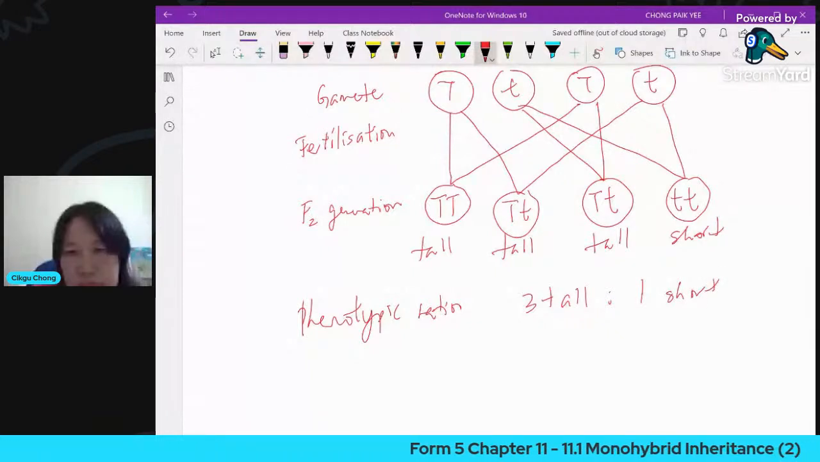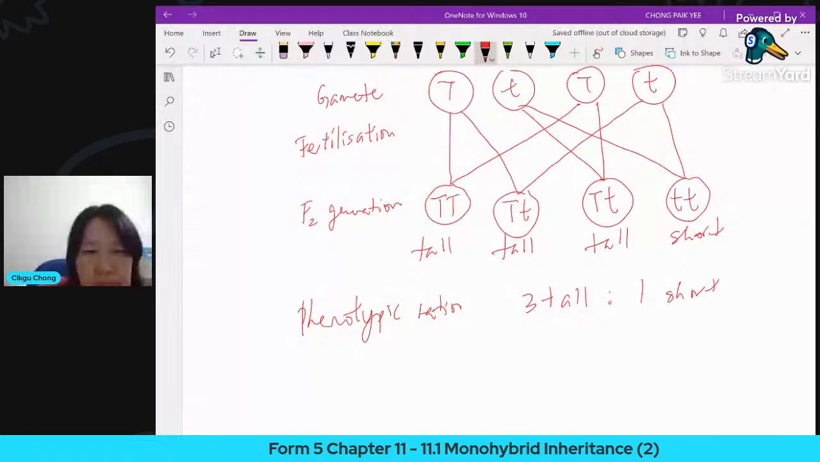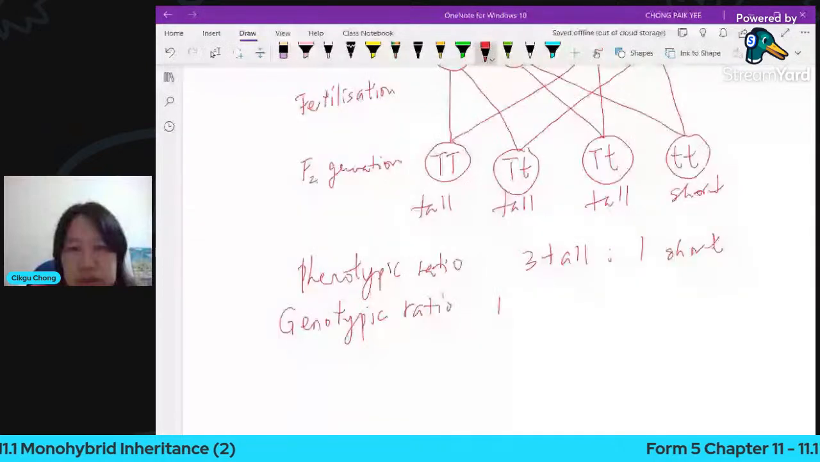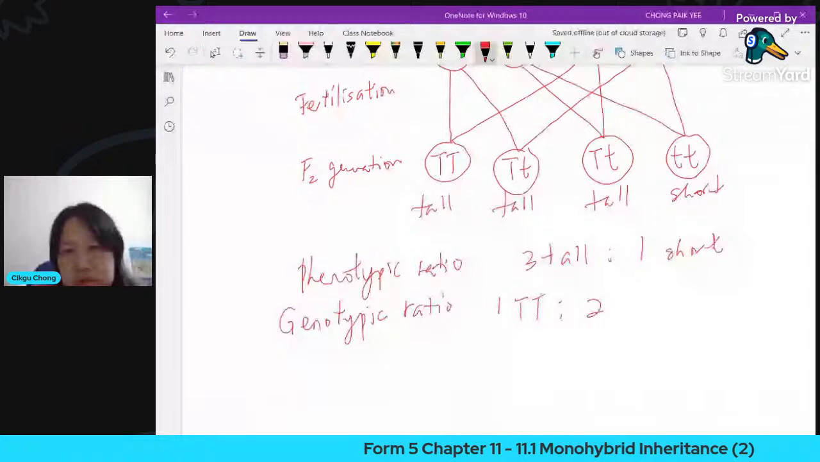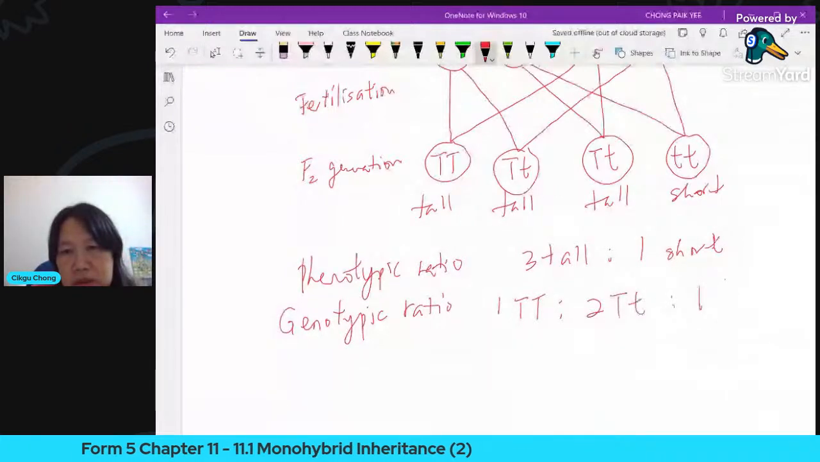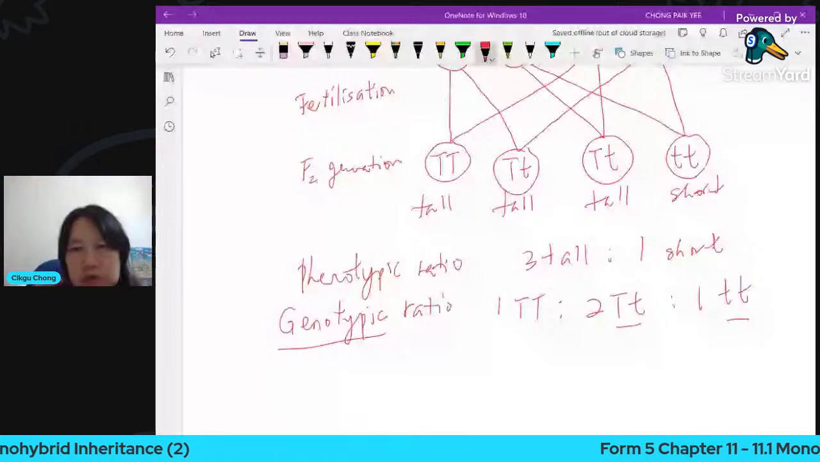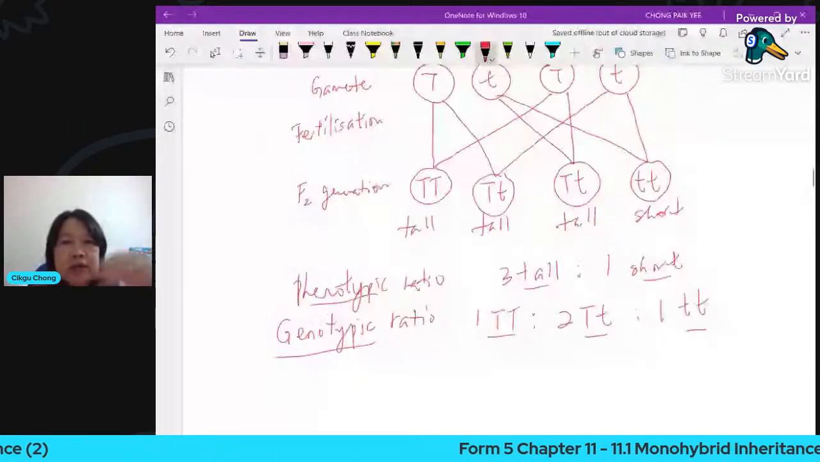If the question asks you for genotypic ratio, how are you going to write it? You can't put all 3 together for the genotypic. You need to put 1 is capital T, capital T. Then you have 2 that is capital T, small t. You have 1 that is small t, small t. Always remember genotype, you need to use symbols. For phenotype, you use words. So this is how you answer the question.